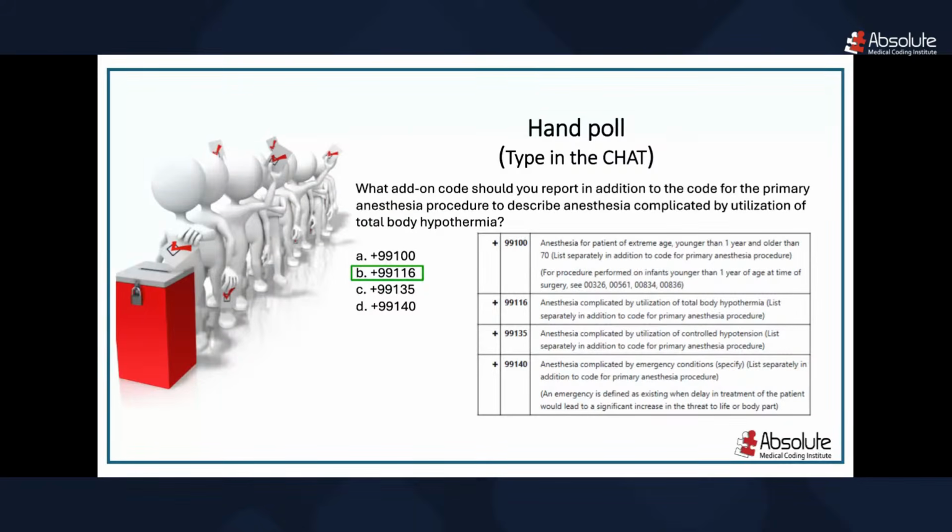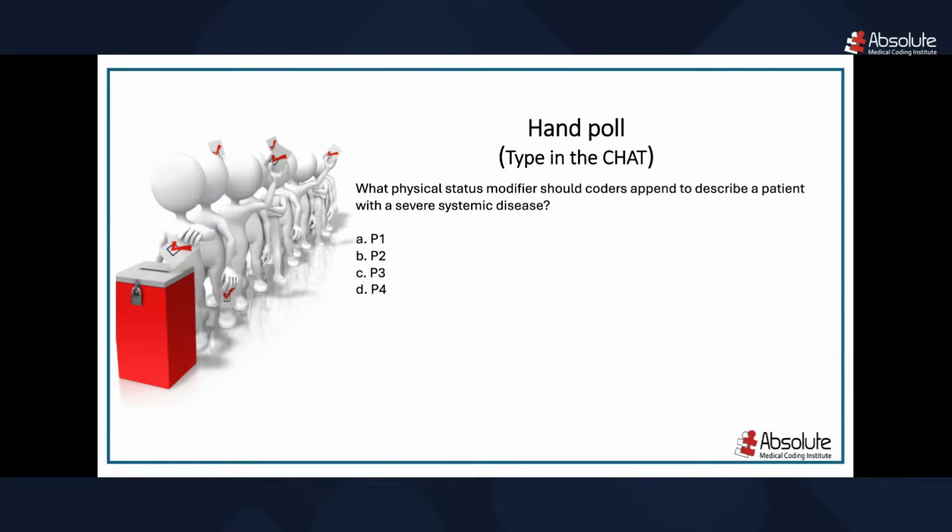Okay, let's move on to the next one. We have a few more. What physical status modifier should the coders append to describe the patient with severe systemic disease? Is it option A P1, option B P2, option C P3, option D P4, severe systemic disease?